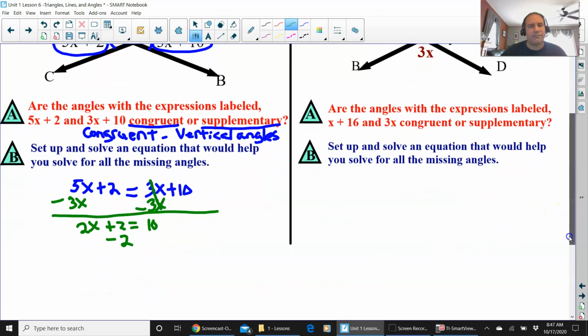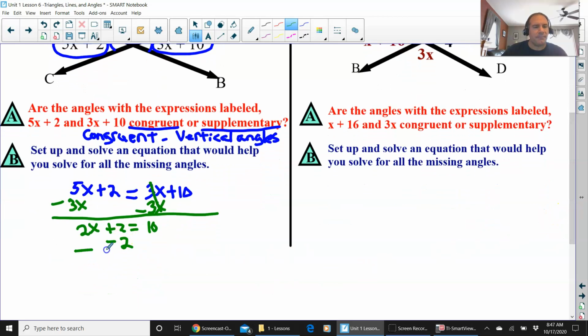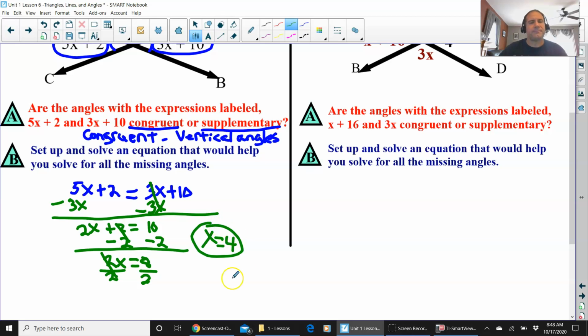I'm going to move this down a little bit. Put a big line. This cancels. Minus 2 on both sides. You have 2x equals 8. Divide by 2. Divide by 2. X equals 4.